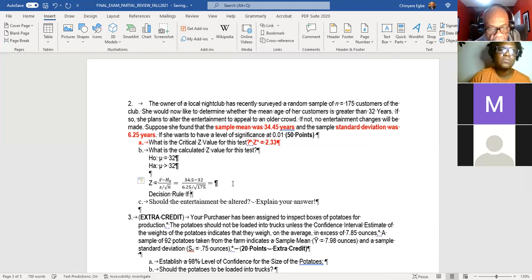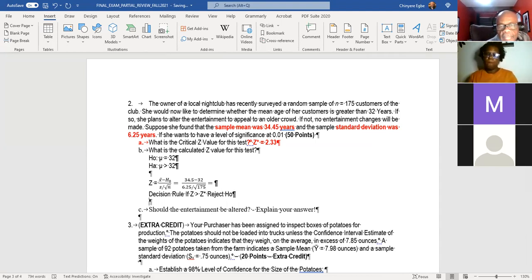If Z is greater than Z star, you reject the null hypothesis. And so in this case, if you reject the null hypothesis, the question is, should the entertainment be altered? Of course, if you reject the null hypothesis that mu is 32 and conclude that mu is greater than 32, then the entertainment should be altered.